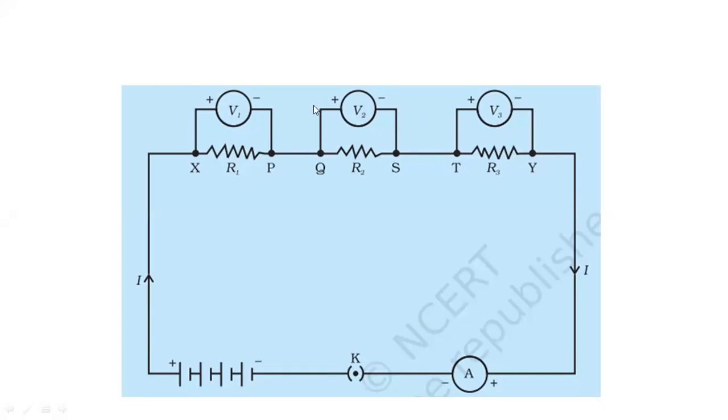So how many voltmeters are present here? 3. 1, 2, 3. And how many resistors? 1, 2 and 3. 3 resistors, 3 voltmeters. 1 ammeter, 1 battery and 1 switch.